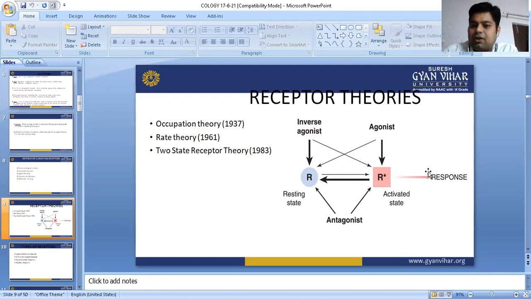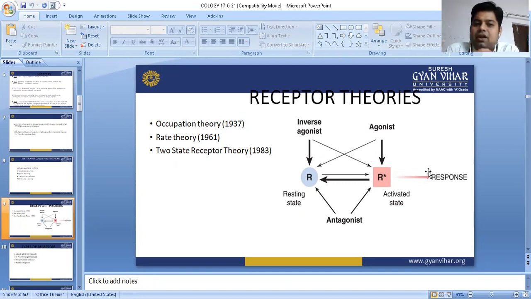First is occupation theory. In this theory, when the drug binds with the receptor, it acts like the key lock theory. The drug is a key, and the receptor is a lock, and the drug binds with the receptor and produces a response. So this is the drug receptor theory regarding occupation theory. But occupation theory is unable to explain the definition of agonist, antagonist, and partial agonist.